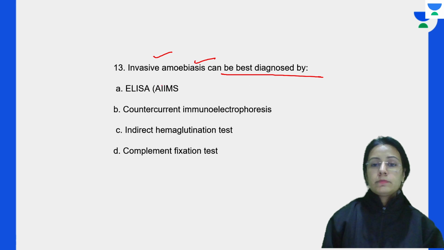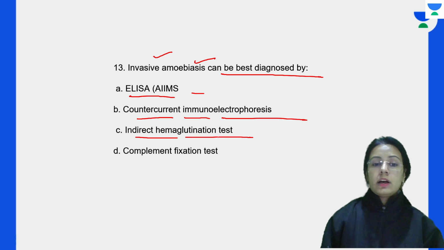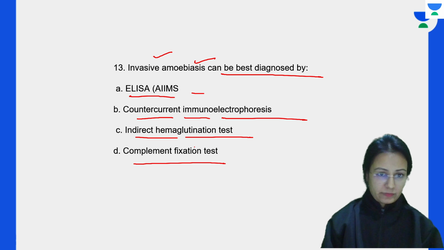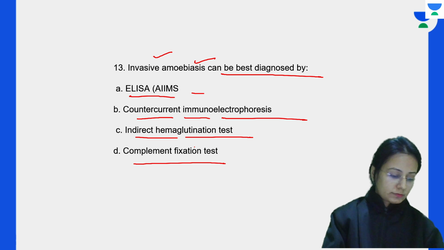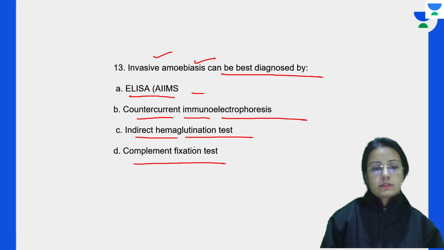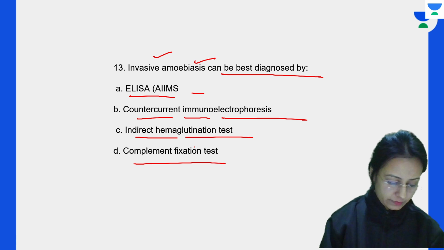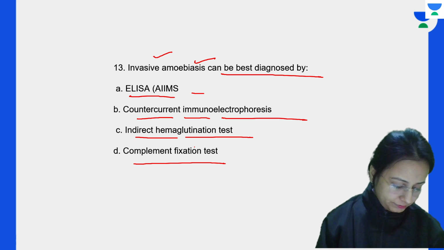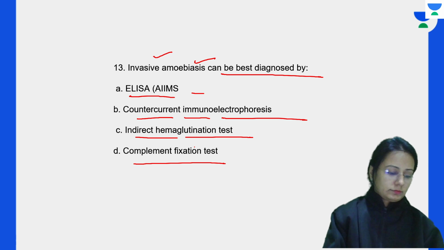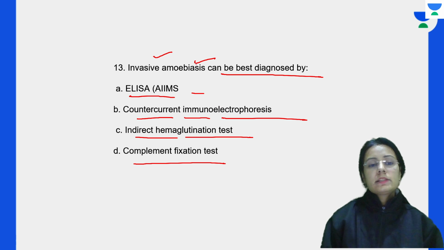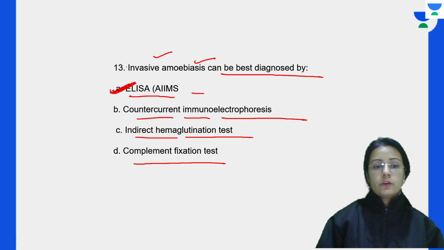Now, invasive amoebiasis can be best diagnosed by ELISA, countercurrent immunoelectrophoresis, indirect hemagglutination test, or CFT. Guess what is the answer? Invasive amoebiasis can be best diagnosed by ELISA, which is the most sensitive and specific one. That is the ELISA test.